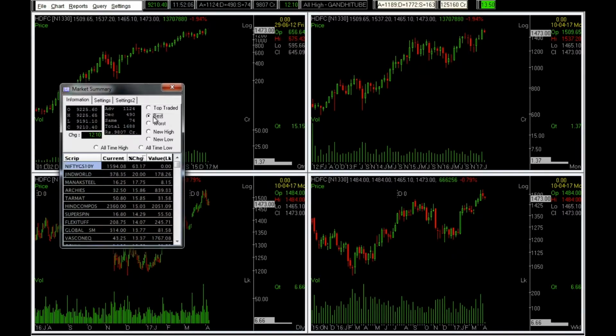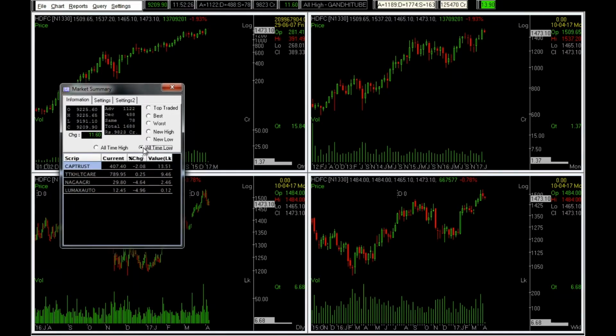After Top Traded, you can come to the Best section. The Best section shows those stocks which have gained the highest in terms of percentages. The Worst, New High, so these are the stocks which have hit a new high. New Low, the stocks which are underperforming in this kind of market scenario. All-time high, and then all-time low. The most important of these seven segments is the Top Traded one.